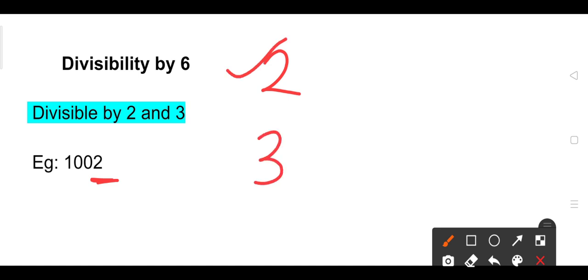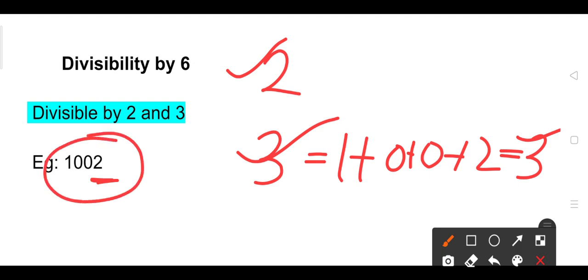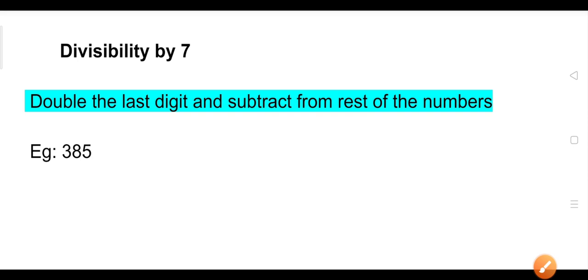Next, this number should be divisible by 3. And to check divisibility by 3, we have to add all the digits. It means 1 plus 0 plus 0 plus 2, which is equal to 3. And yes, 3 is divisible by 3. It means the second condition is also fulfilled. So 1002 is also divisible by 6 because it is divisible by 2 and 3. I hope this is clear to you.